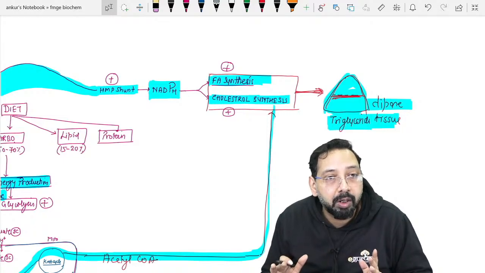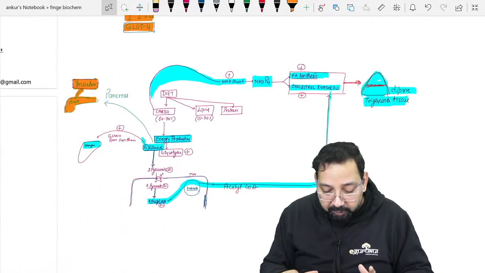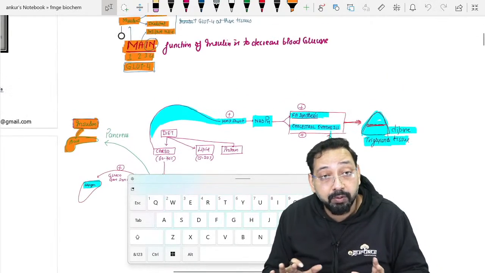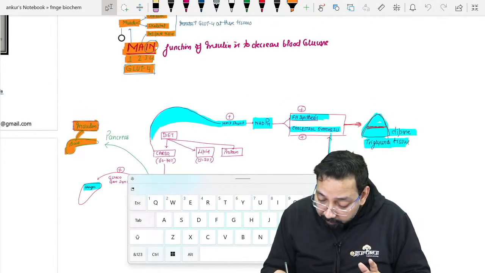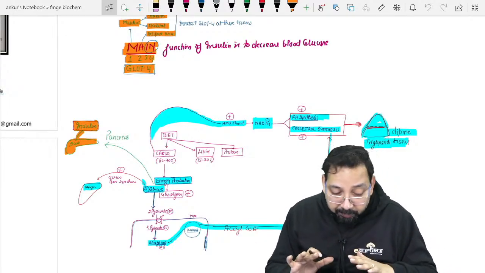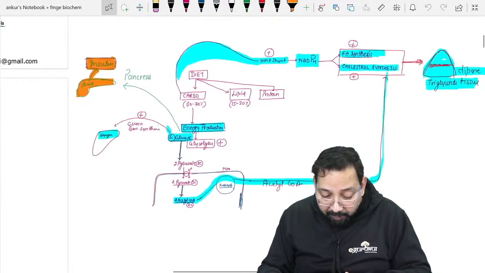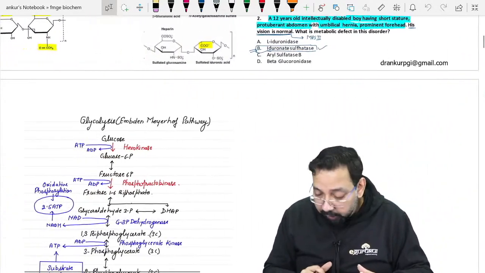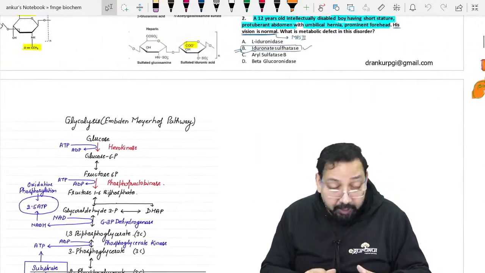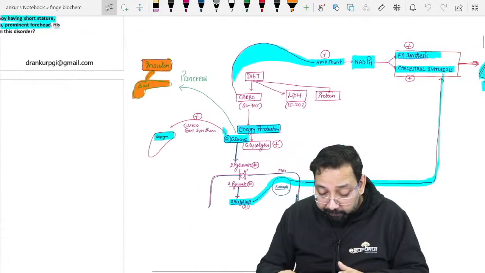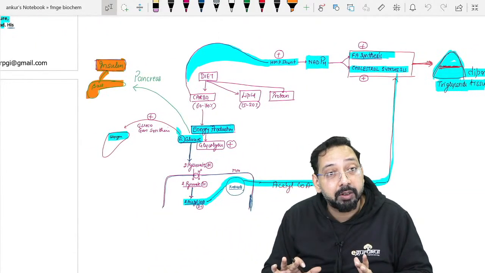No need to mug up. Just remember this flow chart, and I will extend this. Don't worry. I will complete the whole metabolism on this. Before that, I will discuss individual pathways one by one and their clinical relevance, how questions are asked, and then I will merge them on the same flow chart.